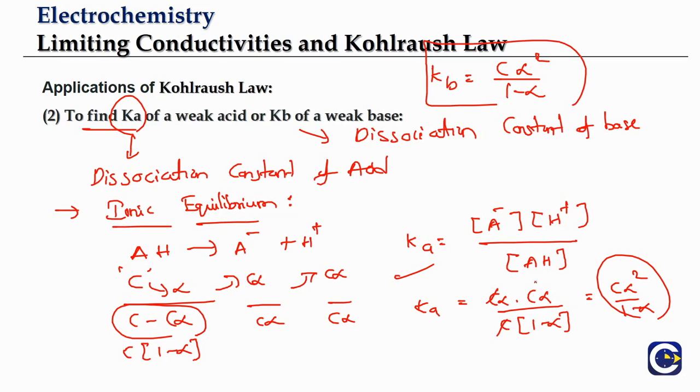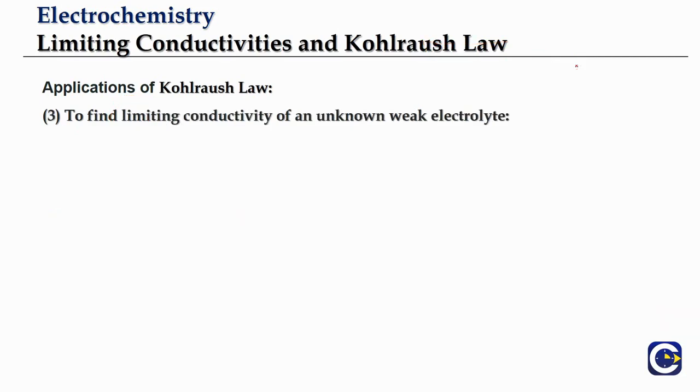This is another application of the Kohlrausch law, because once we get the value of alpha, using these formulas we can find the Ka or Kb value. In fact, we will solve some problems also so that you can understand this approach. Then this method is also used to find the limiting conductivity of an unknown weak electrolyte. This is an interesting thing. So this method we can use to find the limiting conductivity of an unknown weak electrolyte. How? We'll just take a look at a particular example.